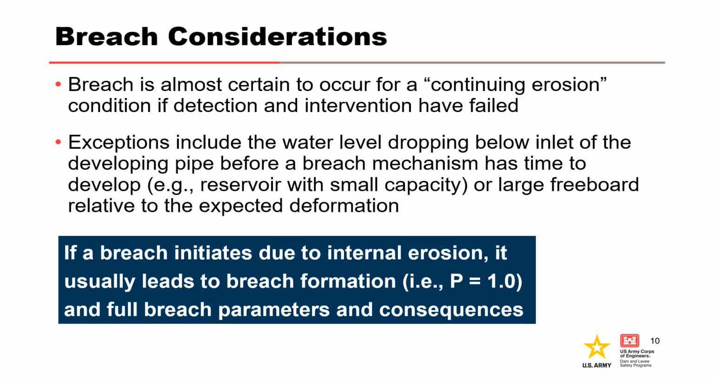If a breach initiates due to internal erosion, it usually leads to breach formation. Breach is almost certain to occur if a continuing erosion condition is expected for the filters or transitions, or there are no filters, and detection and intervention have failed. Exceptions include the water level dropping below the inlet of the developing pipe before a breach mechanism has time to develop, and large freeboard relative to the expected deformation.